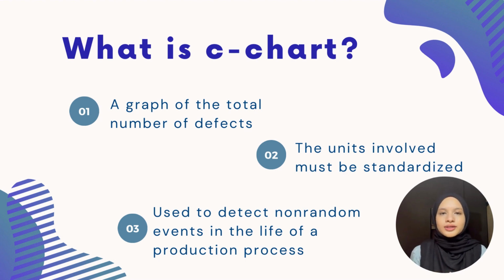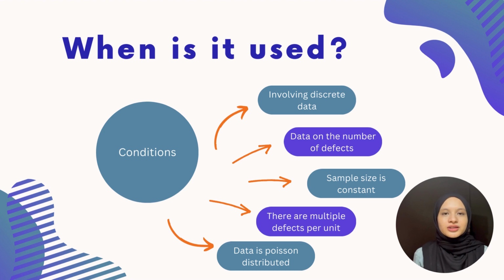Well, C-chart is actually a graph of the total number of defects which is used to detect non-random events in the life of a production process. In addition, the units involved must be standardized, which means that the defects should be measured of the same metric like size, height, length, or volume. There are a few conditions which bring to when C-chart is used.